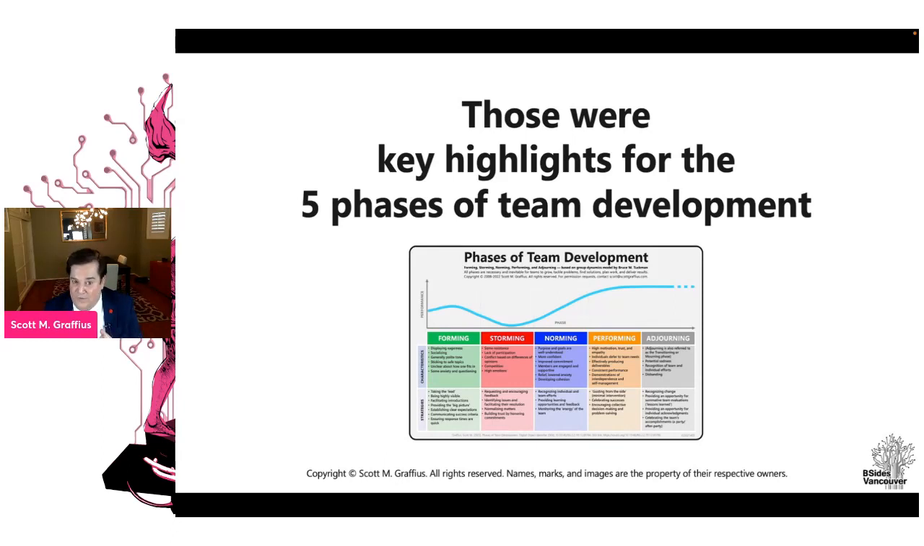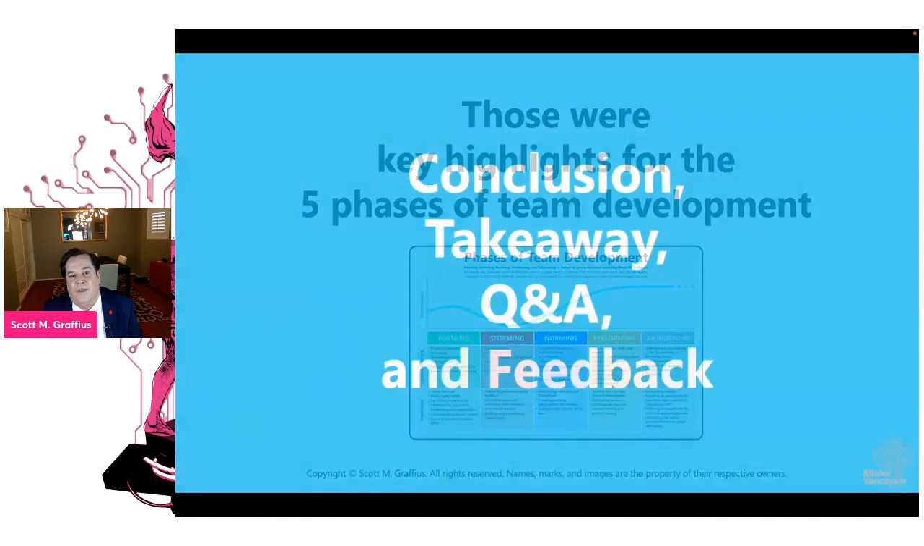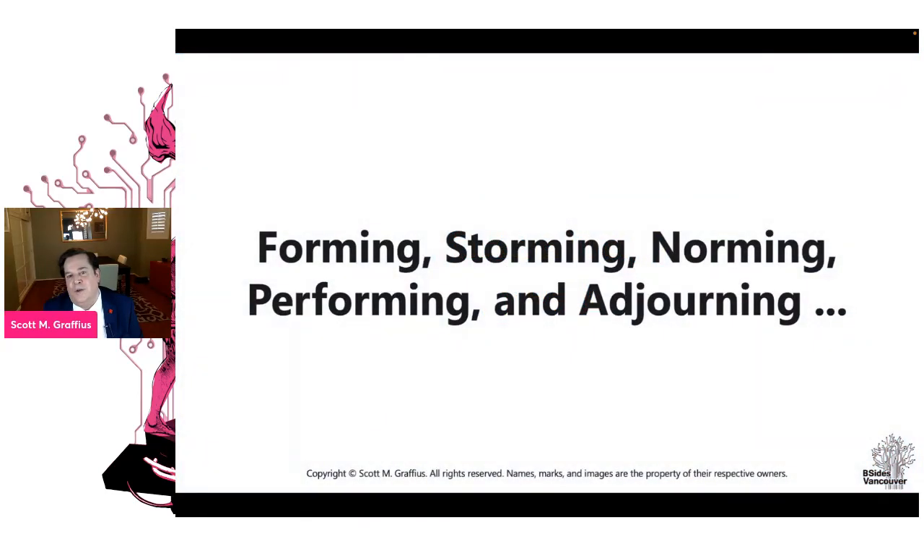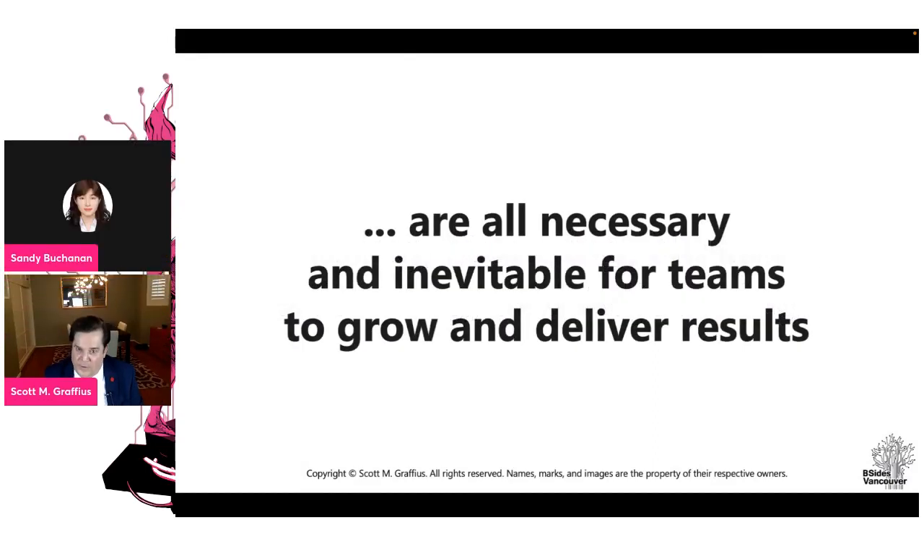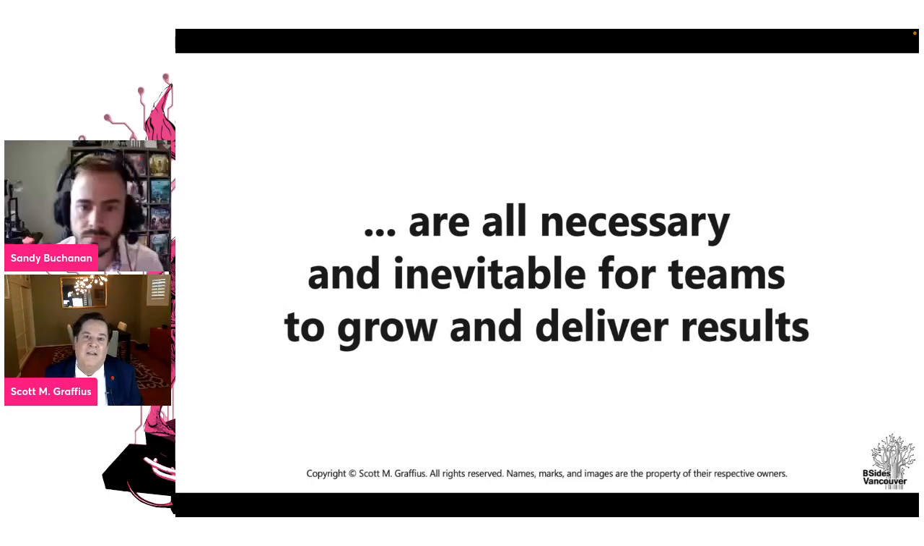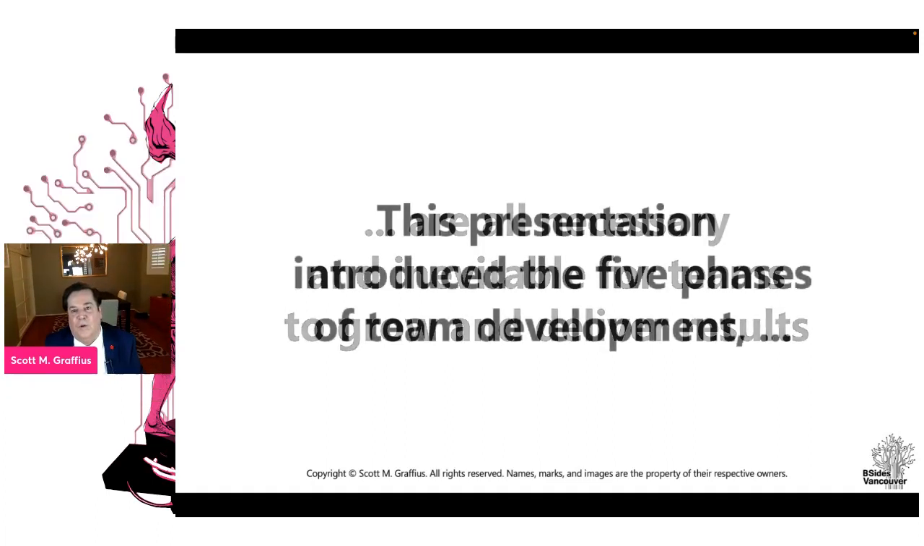But the good news is, if they were already in the performing phase, it's even quicker to get back there than the first time around. And you have the proven strategies for moving through the phases. So with that, I want to move to a quick wrap up and say that forming, storming, norming, performing, and adjourning are all, according to Dr. Tuckman and other researchers, necessary and inevitable for teams to grow and deliver results.